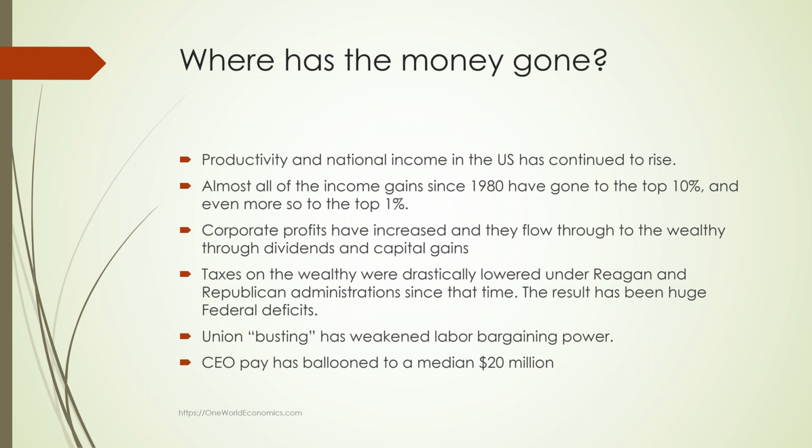Union busting has weakened labor bargaining power. This was an intentional process. There's a famous case where Tyson established meatpacking plants in Texas to try to break the power of the meatpacking unions in Chicago, and they actually paid coyotes to bring in illegal immigrants to work in those plants. CEO pay has ballooned to a median $120 million a year, which is 250 times regular employee income.